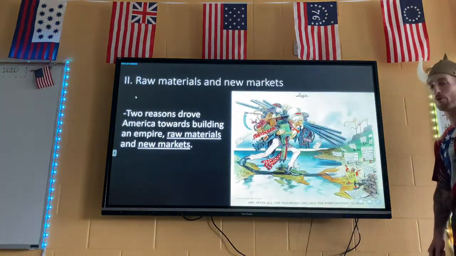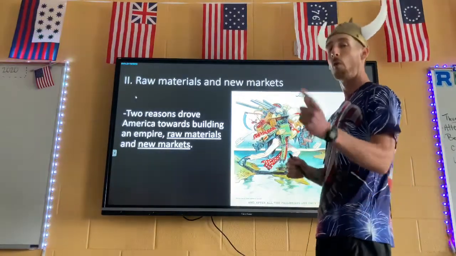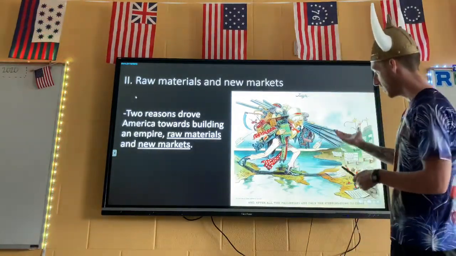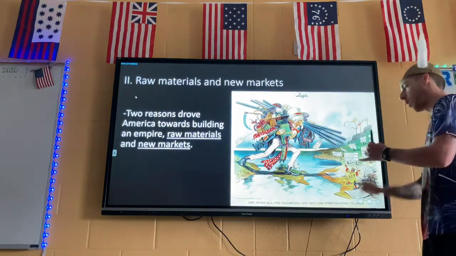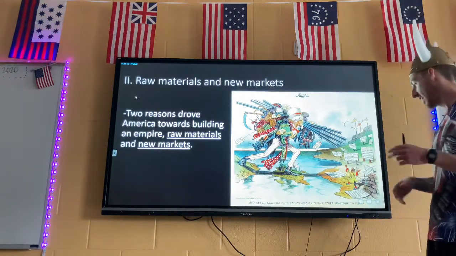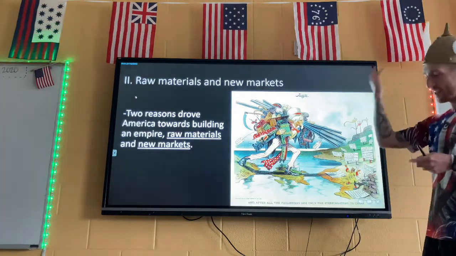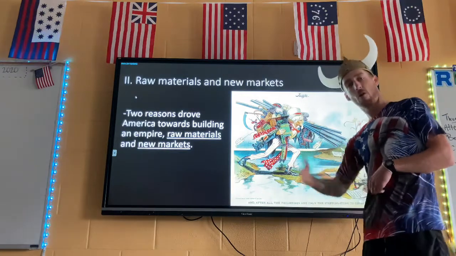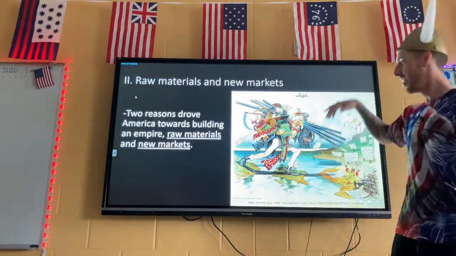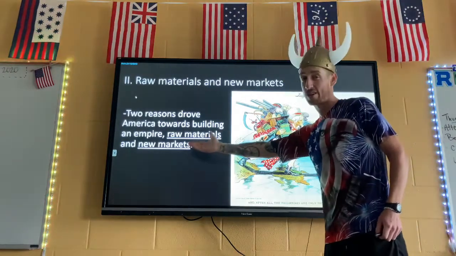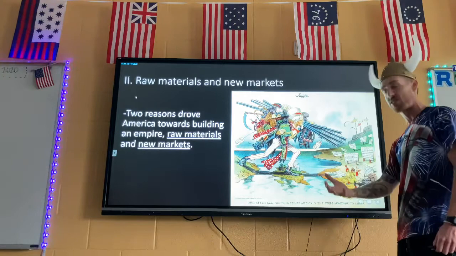So like I told you before, two reasons are driving America towards doing this. Raw materials, which is stuff that you build out of. So steel, oil, rubber to make tires and things like that. So any kind of lumber, even wood. So anything that is a basic material in the earth that you can extract and then turn it into something that you can sell to a new market. So another country that doesn't have as much as we have, they want to go there and sell a bunch of stuff to them.